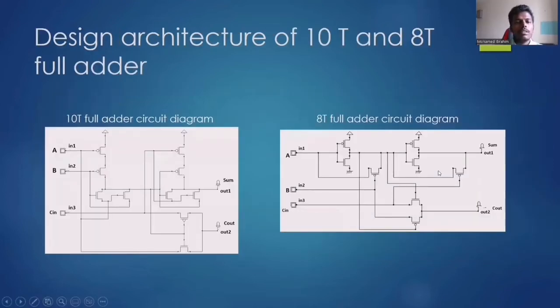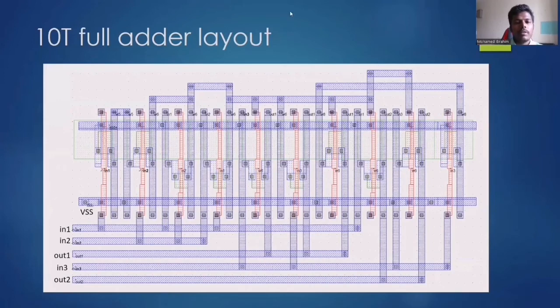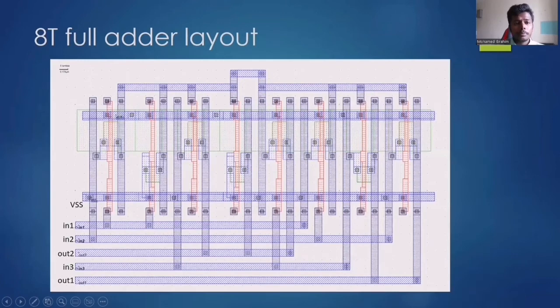Okay, next. So this is the design architecture of the 10 transistor and 8 transistor full adder circuit diagrams. On the left hand side, we can see the 10 transistor full adder circuit diagram. On the right side, we can see the 8 transistor full adder circuit diagram. So this is the layout for the circuit diagram, and it has input 1, input 2, output 1, input 3, and then output 2. So in total 3 inputs and 2 outputs.